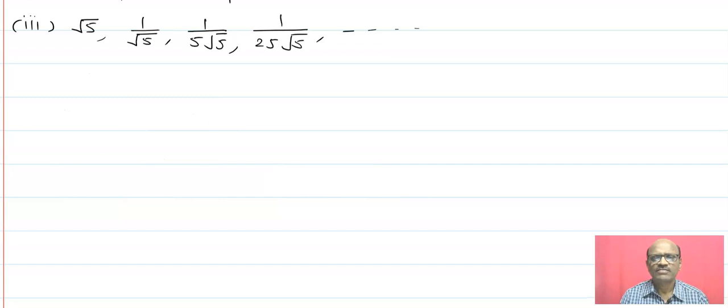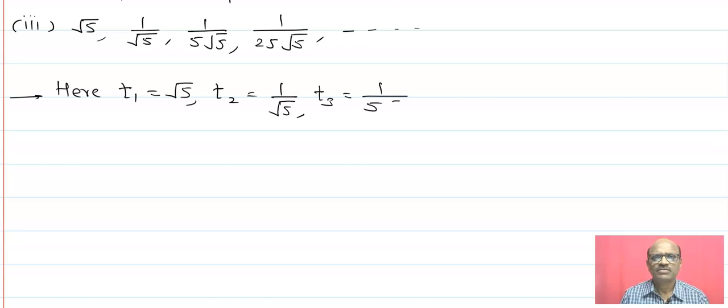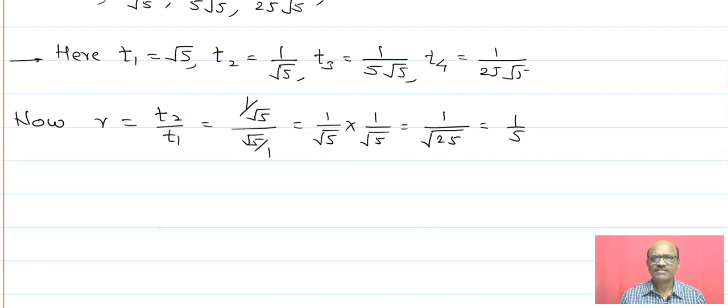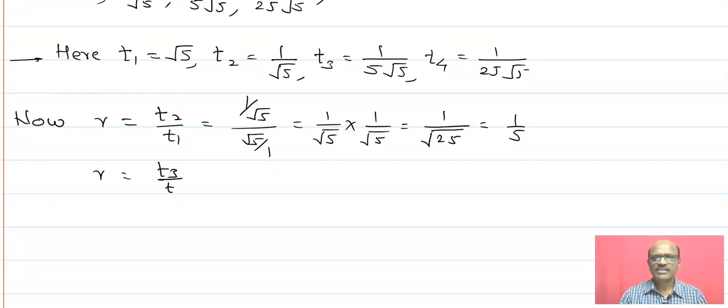Now next is root 5, 1 upon root 5, 1 upon 5 root 5, 1 upon 25 root 5, and so on. Here T1 is equal to root 5, T2 is equal to 1 upon root 5, T3 is equal to 1 upon 5 root 5, T4 is equal to 1 upon 25 root 5. Now see this. R is equal to T2 upon T1, that is 1 upon root 5 upon root 5, then multiplied by the reciprocal. It becomes 1 upon root 5 into 1 upon root 5, root 5 into root 5, that is root of 25, and it is 1 upon 5. The ratio is 1 upon 5.